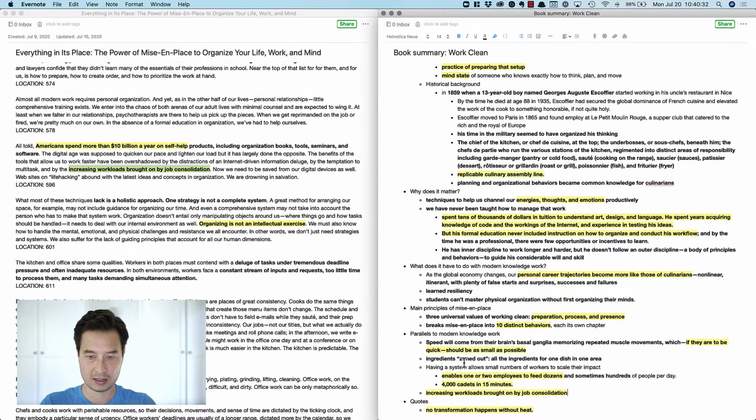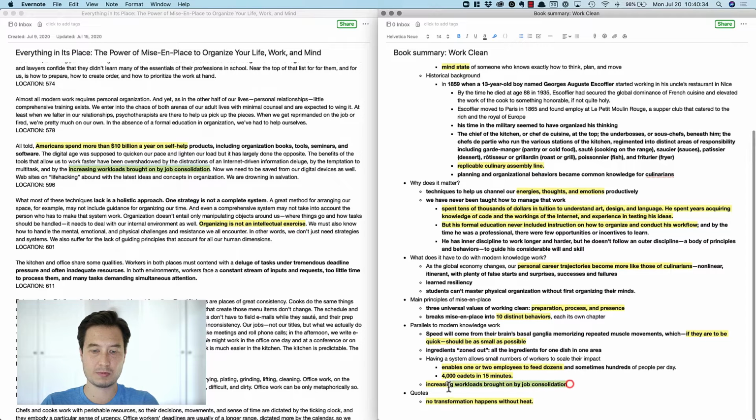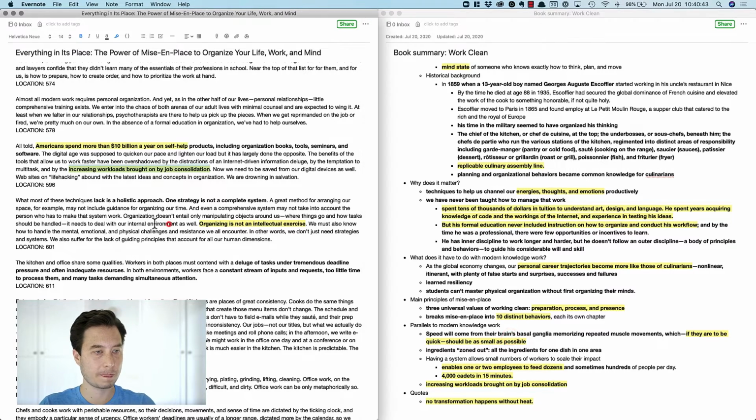It's not something that we talk about a lot, but I'm actually going to put that under parallels to modern knowledge work. I could spend multiple paragraphs talking about this, mostly from my own thinking and my own ideas, because he doesn't talk about it that much. But for now, I'm just going to put it under there. Okay. What most of these techniques lack is a holistic approach. I'm going to put that under.